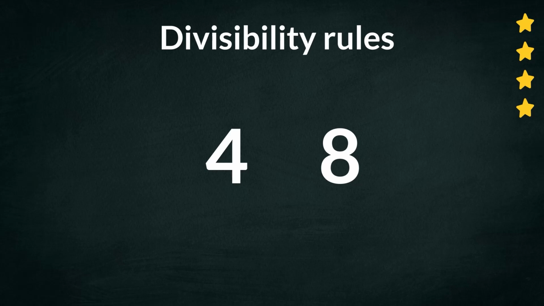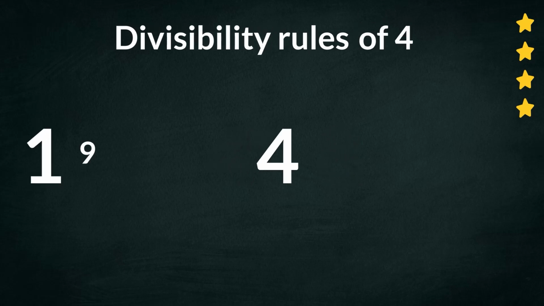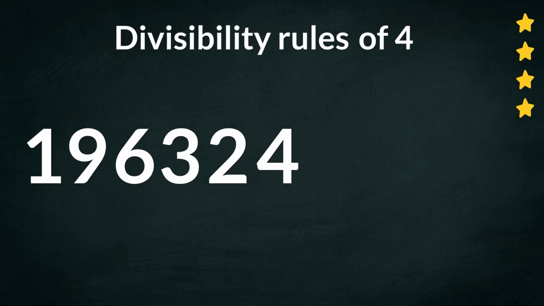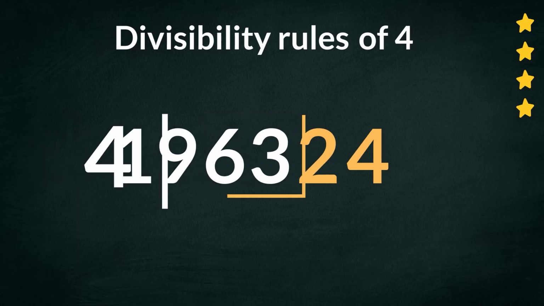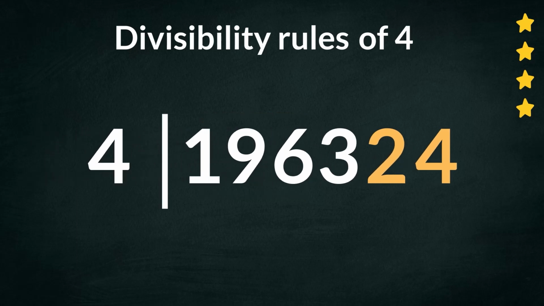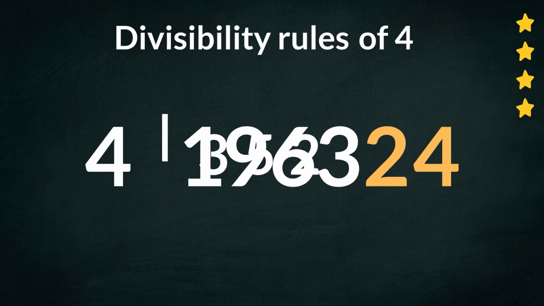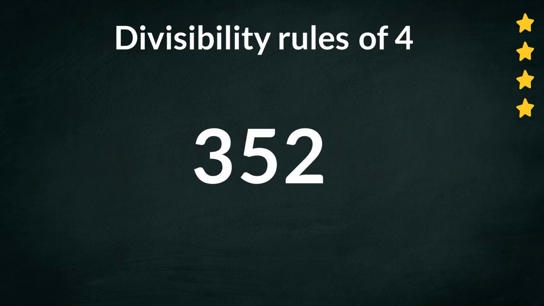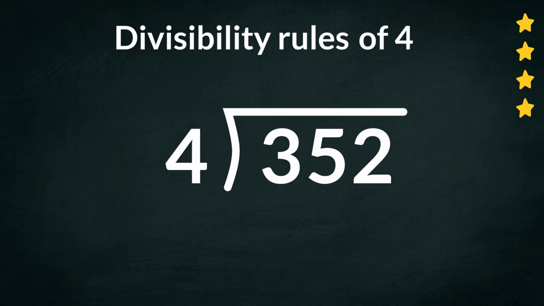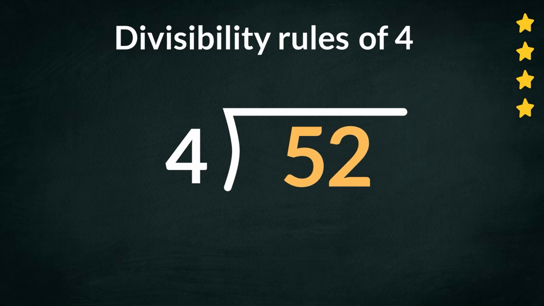Here come the rules for 4. With numbers with 3 or more digits, if the last 2 digits are a number that is divisible by 4, the whole number is divisible by 4. For example, we have 352. We don't have to divide the entire number by 4 to see if it's divisible or not. We just need to test it out with the last 2 digits, which is 52.